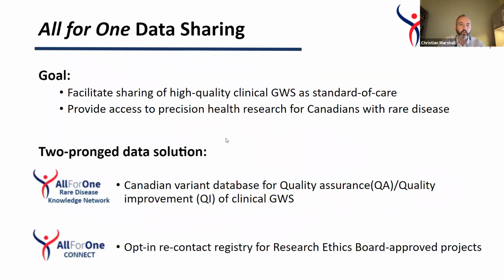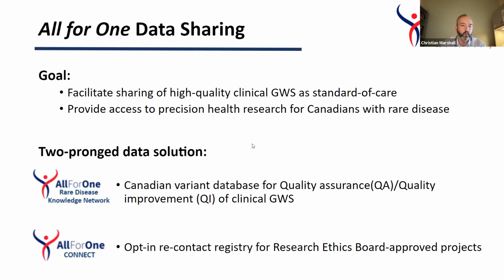So this is the health data ecosystem goal. It is really to facilitate the sharing of high quality clinical genome-wide sequencing data and make it available for research, especially providing access for health research for Canadians with rare disease. What we've done is embarked on a two-pronged data solution.